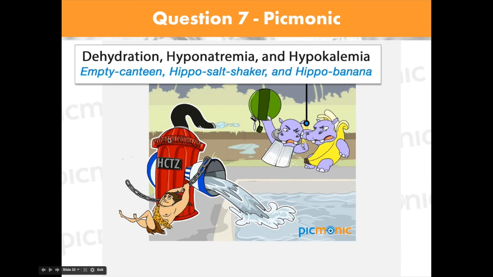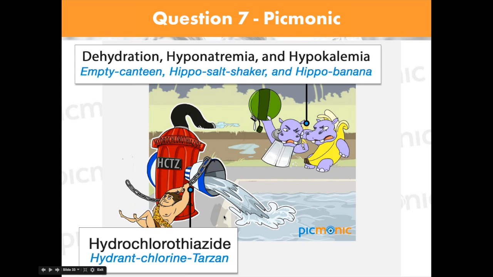Here's hypocalcemia, with hydrochlorothiazide. And we can see right here, you can have this empty canteen for dehydration. Remember, hippo salt shaker, hyponatremia, or you can have hippo banana or low potassium, hypokalemia. That's how you need to think about it. Tracy says I'm losing 3 cents because I spelled that wrong. And I believe it. It's absolutely right.